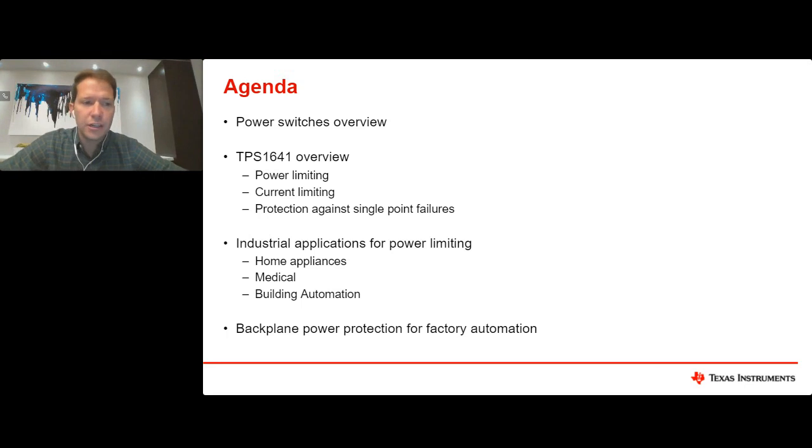So in terms of an agenda today, first we'll talk about an overview of power switches and what's in power switches. Then we'll dive into the TPS1641 overview to talk about some of its key features such as power limiting, current limiting, and protection against single point failures. And then we'll touch on industrial applications for power limiting, those in home appliances, medical, and building automation. And then we'll touch on one last application, backplane power protection for factory automation systems.